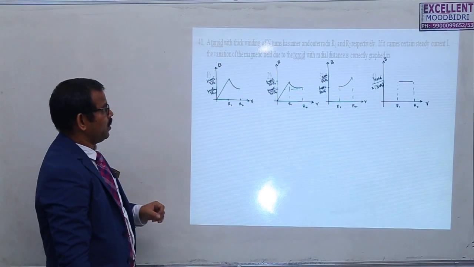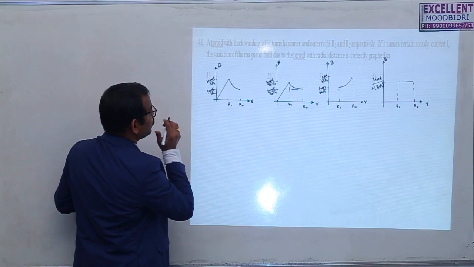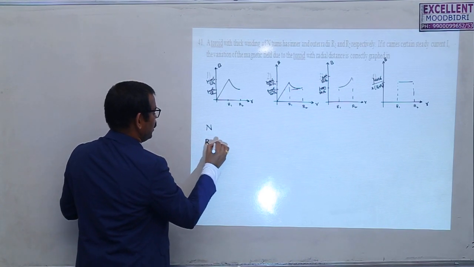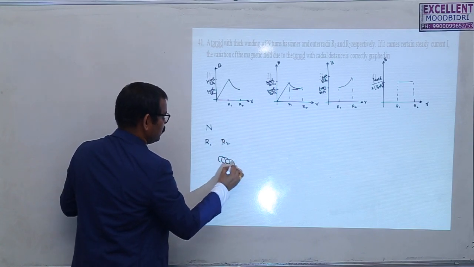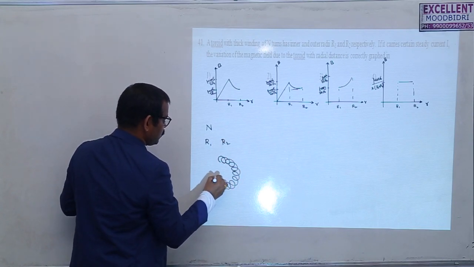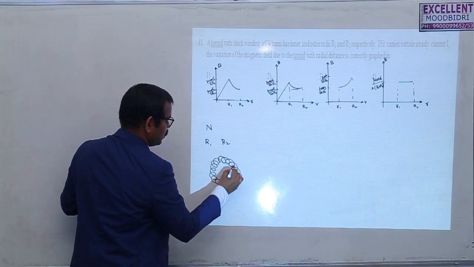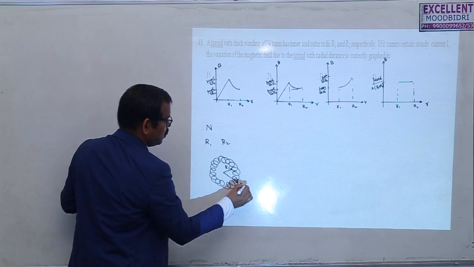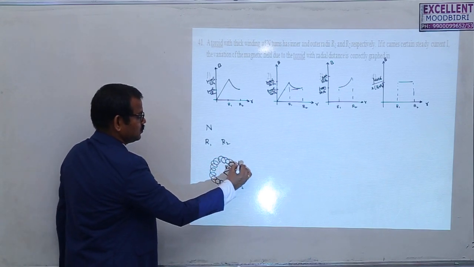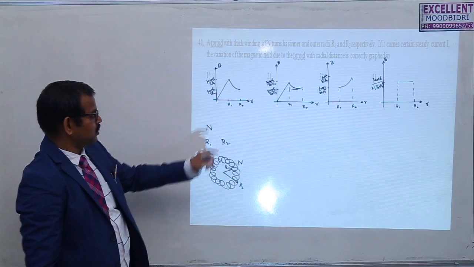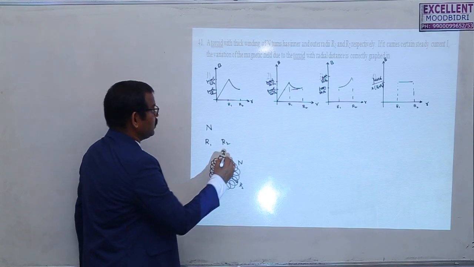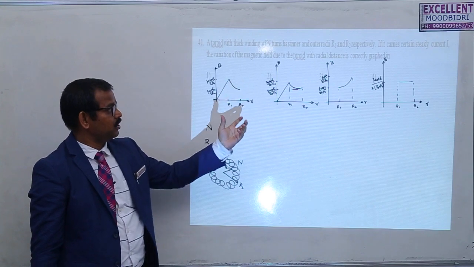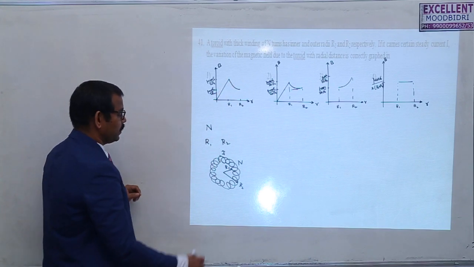41. A toroid of thick winding of N turns having inner and outer radius r1 and r2. So if this is the toroid here, the inner radius is r1, the outer radius is r2, and the number of turns is capital N. It carries a current of I, flowing through this. The variation of magnetic field due to this toroid with the radial distance is correctly given by.